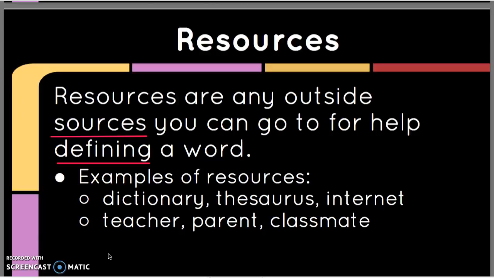However, resources are also very trustworthy. Resources are any outside sources you can go to for help defining a word. Some examples of resources: you can use a dictionary, a thesaurus, or even the internet. A teacher, your parent, or even a classmate, those are also resources.